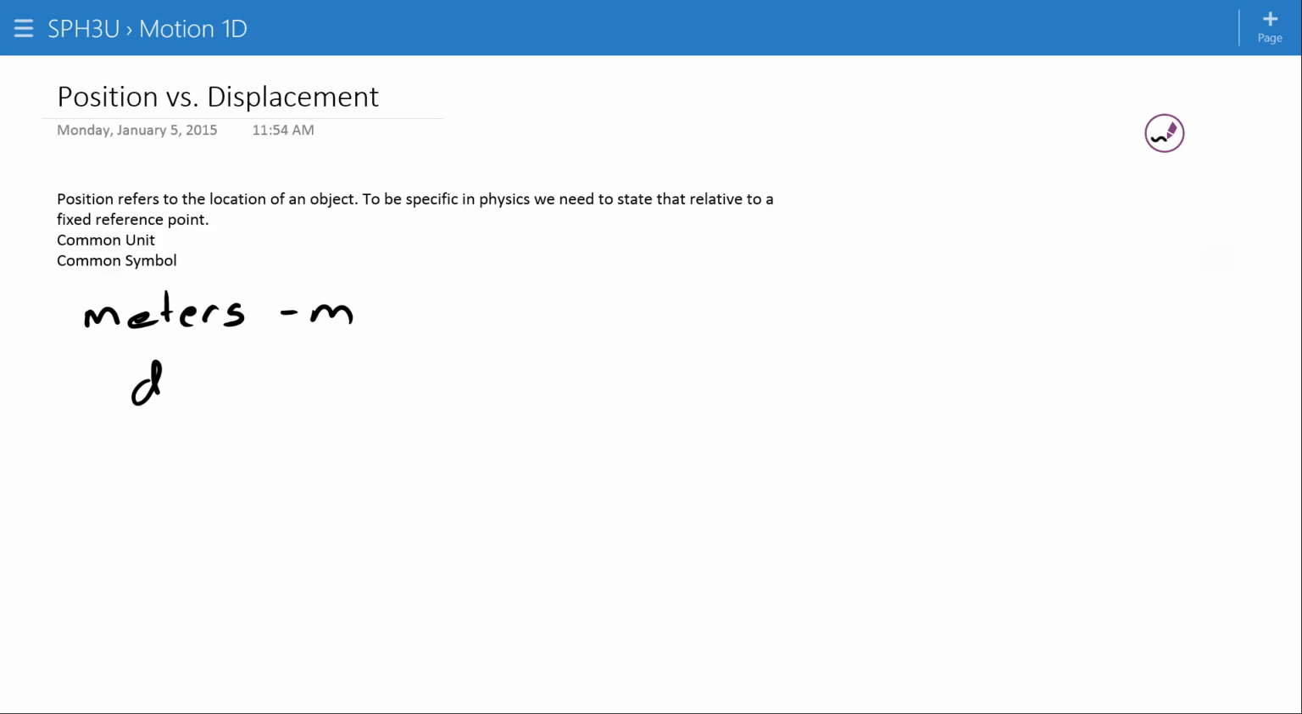And the symbol we're going to use is a D with an arrow over the top of it.